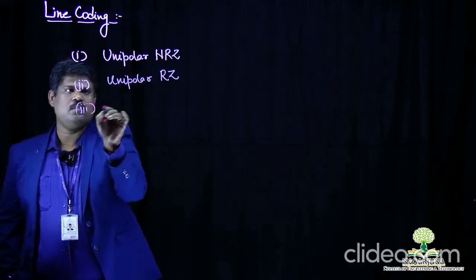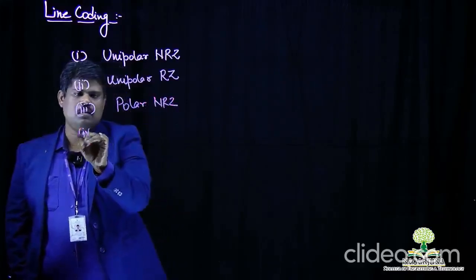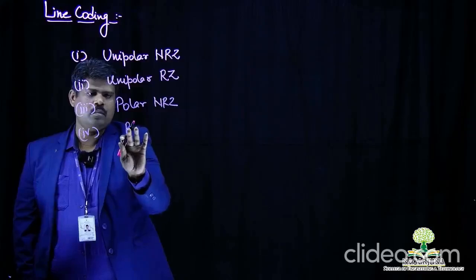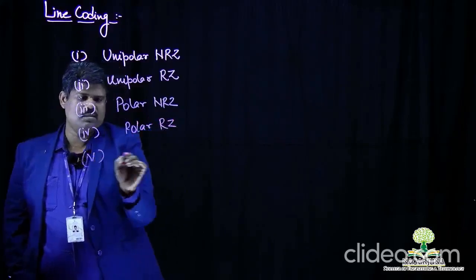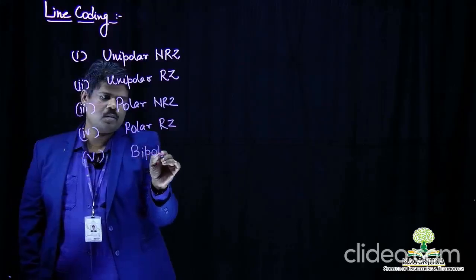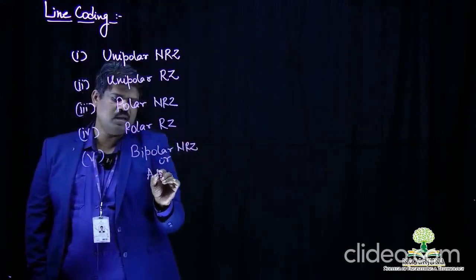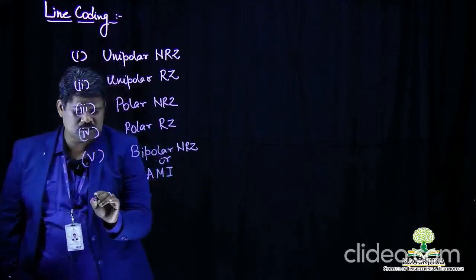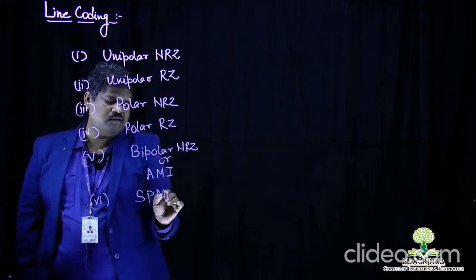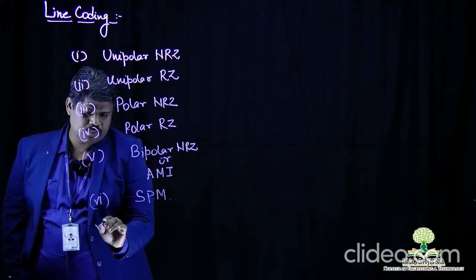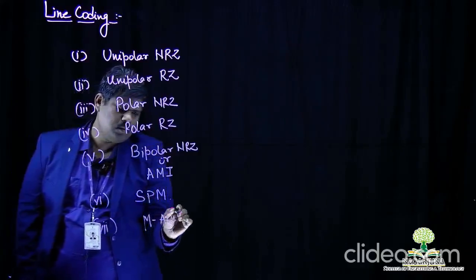The second technique is polar NRZ. Next is polar RZ. Next is bipolar NRZ, which is also known as alternate mark inversion, AMI. The full form is alternate mark inversion. The next line coding technique is SPM, that is split phase Manchester, and the last one is the M-ary coding technique.